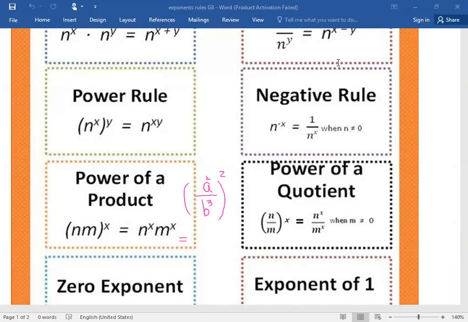We will change the variable. No, we will not only change the variable, the exponent. Then this is A, and I have 2 times 2, it will be equal 4, and I have B, 3 times 2, it will be equal 6. Done? This is called which property, grade 8? This is power of a quotient.